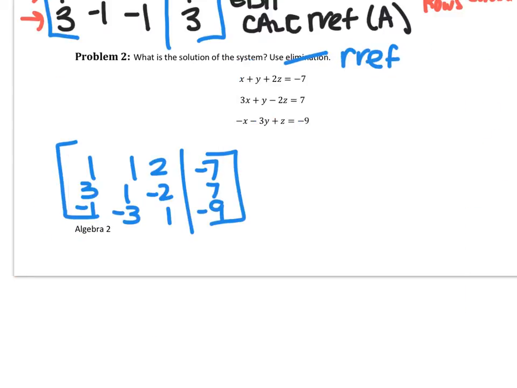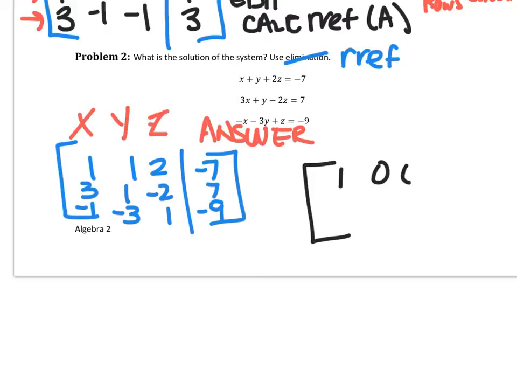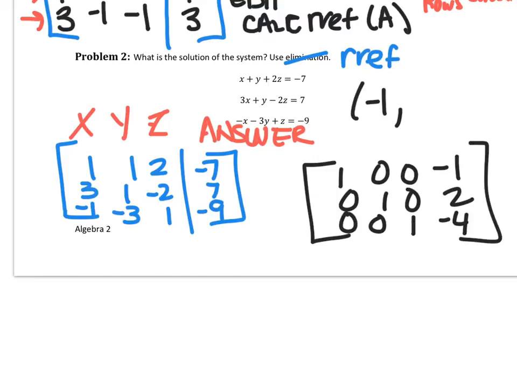So we're going to do the same thing for problem number 2, and we're not going to use elimination. We're going to do our RREF on our calculator. I have the matrix set up, again with the coefficients of x in column 1, the coefficients of y in the second column, the coefficients of z in column 3, and then my answers. Following the same steps as before, I get this matrix when I'm all said and done. And if you were to look, your answer would be the ordered triple (-1, 2, -4).